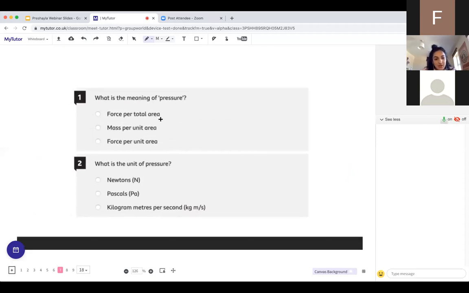Is it the force per total area, mass per unit area, or force per unit area? And then for the second one, what is the unit of pressure? Newtons, pascals, or kilogram meters per second? So put your answers in the chat or just think about it to yourselves. What would the answer to those two be?